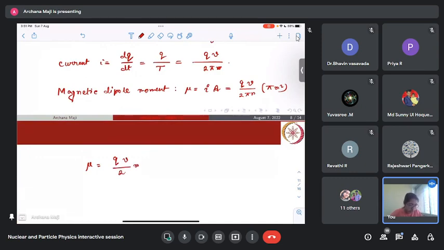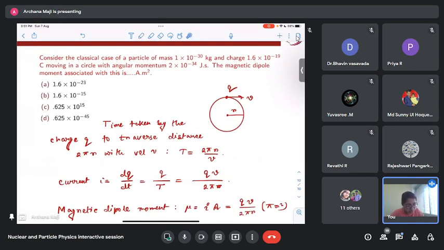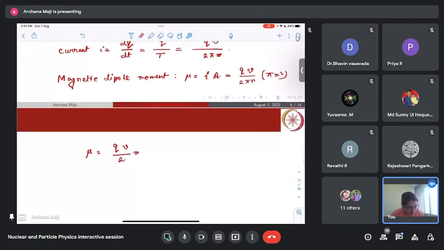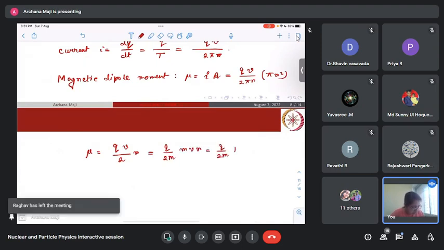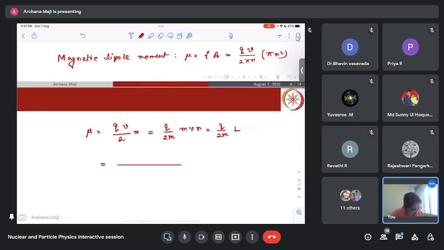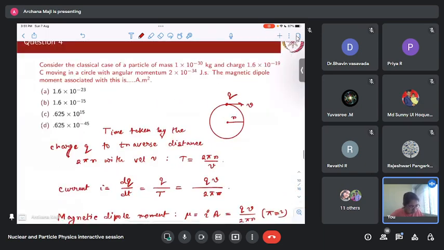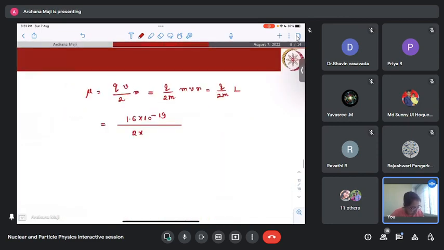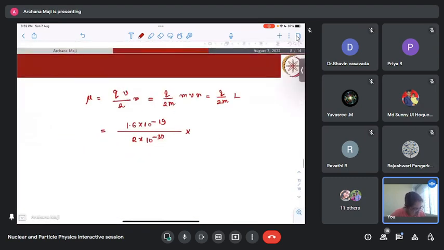Now we want to write it in terms of angular momentum, because angular momentum is what is given to us in the question. We know angular momentum is mvr, so we multiply numerator and denominator by m to write it in this form, q over 2m times L, angular momentum. So q is known, given 1.6 into 10 to the minus 19 coulomb. The mass of the particle is 10 to the power minus 30 kg, and L is 2 into 10 to the minus 34 joule second.